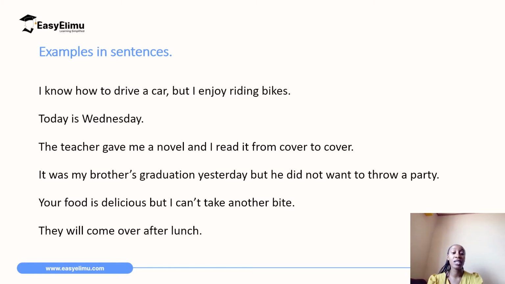Today is Wednesday. Does that sentence make sense on its own? Yes, it does. And that is the independent clause.